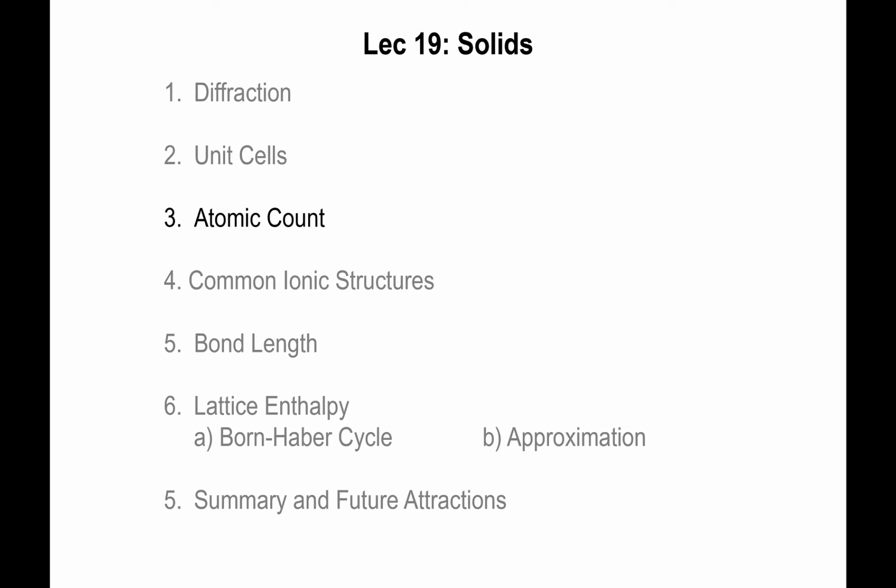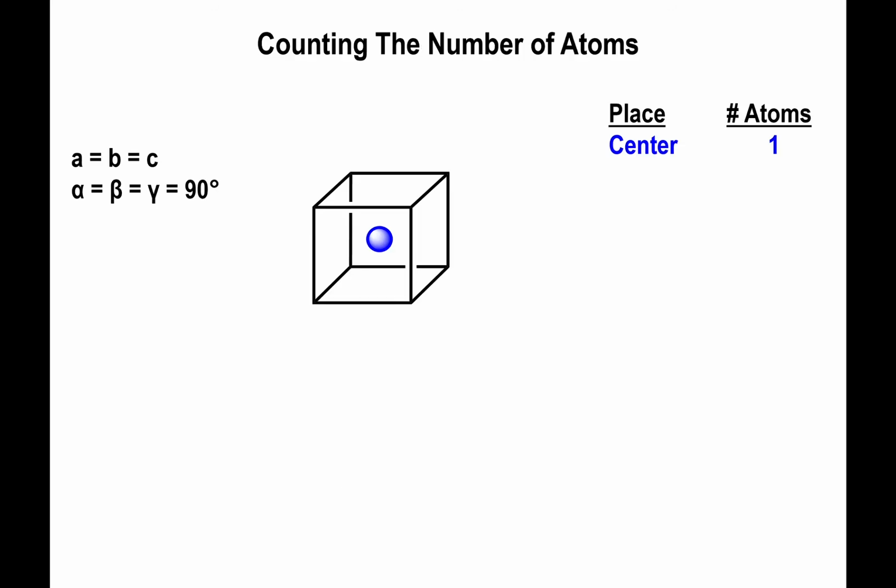Now the next thing is known as the atomic count, and here's where we take into account where the atoms are positioned with respect to the unit cell, and we use that information to determine how much of the atom actually belongs to the unit cell and how much of the atom is contributed to the total count in the unit cell itself. The idea is pretty much this: if the atom is inside the box, inside the unit cell, it doesn't really matter if it's in the middle or off to the side. As long as it's inside the cube, all of it counts as an atom for the unit cell. We call that a center atom.